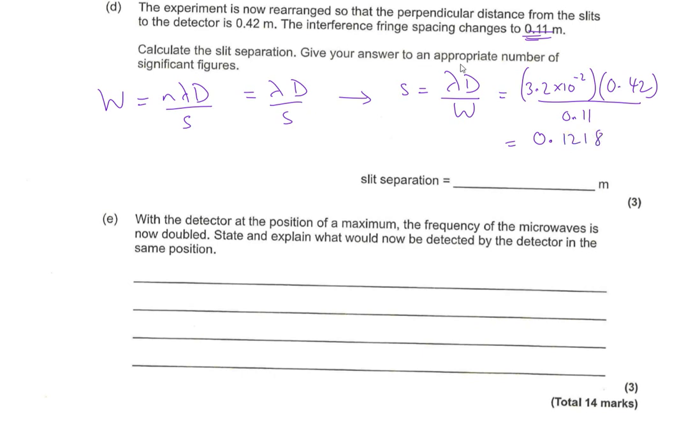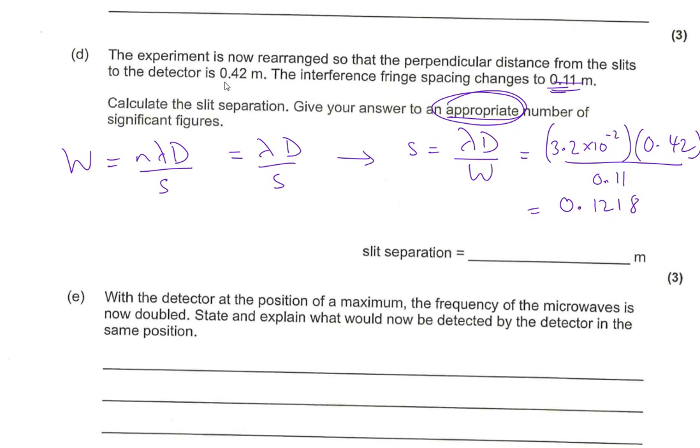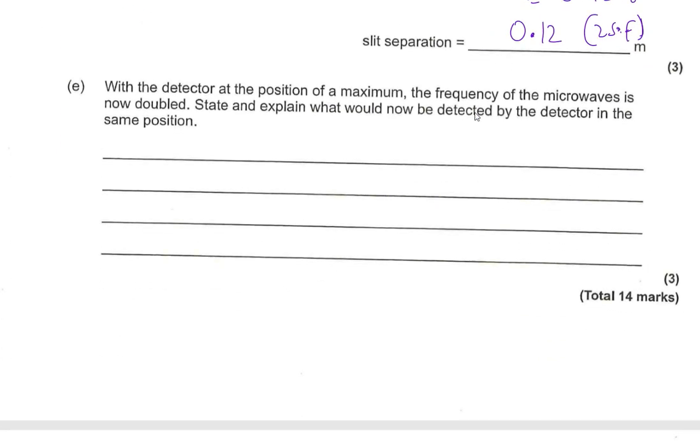0.218. Now the question wants me to give an appropriate SF. Let me look at the question to know what is an appropriate SF. The numbers given in the question are to 2 SF, so therefore my answer is going to be 0.22, so 2 SF is appropriate, because the question is giving me the numbers to 2 SF. Otherwise, if the question didn't ask me, we don't tend to care.